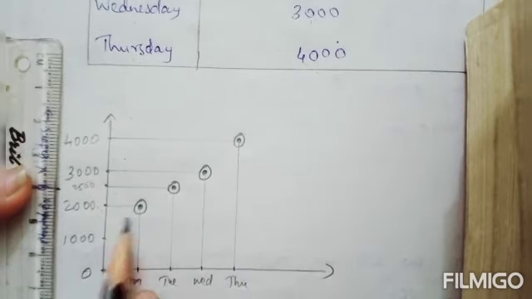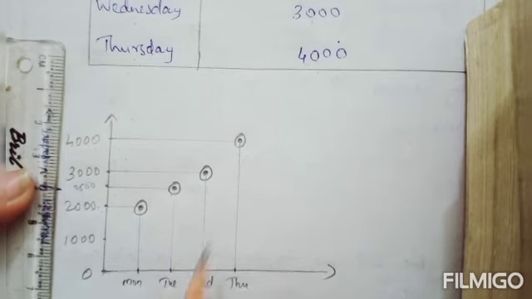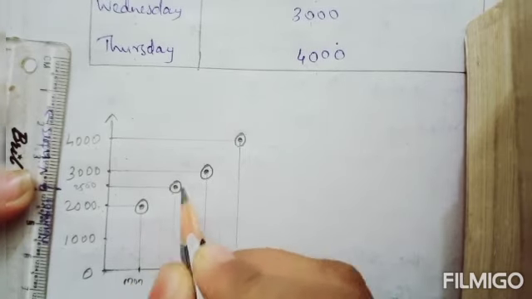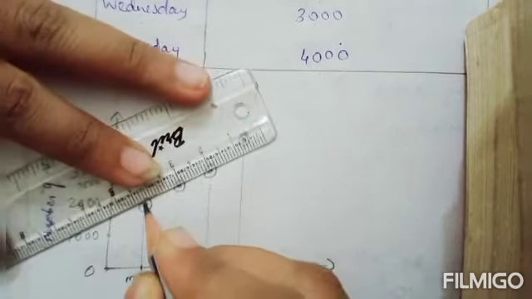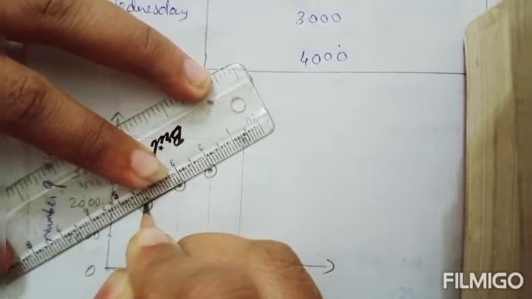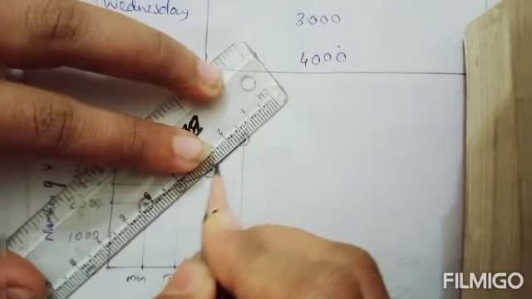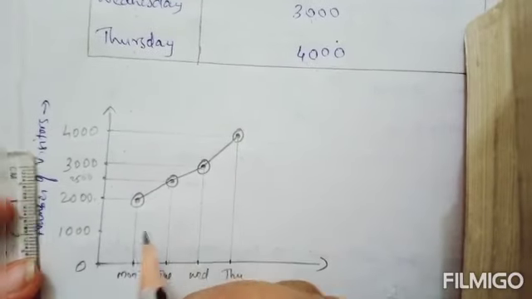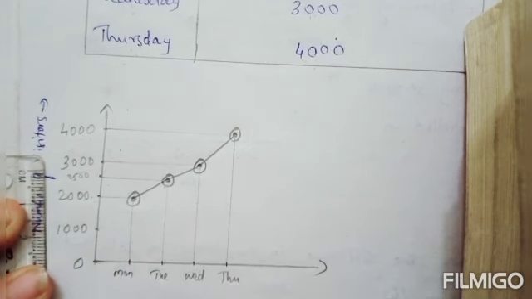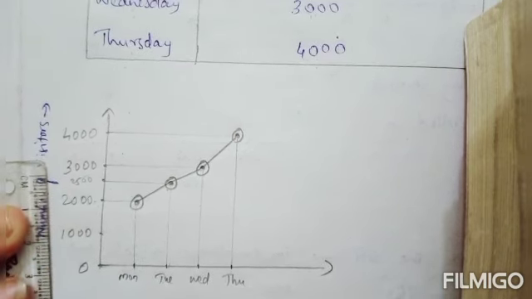Now after marking these dots, what to do? You have to join or connect these dots using a straight line. So using a straight line you can connect like this. Now you have got a line graph representing the given data. This is the line graph.